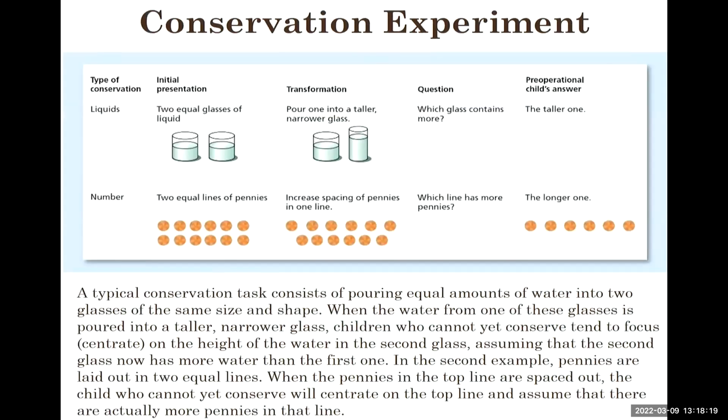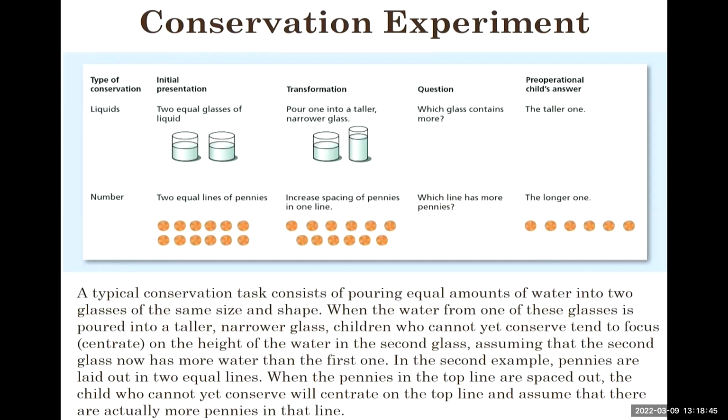Oh, here's a conservation experiment. Okay, so you're testing 2 equal glasses, and you pour one into a taller, narrow glass. If the child is pre-operational, somewhere between 2 and 7, they're going to start understanding this. But before they understand it, they're going to think that the taller glass has more, even if they watch you do it.